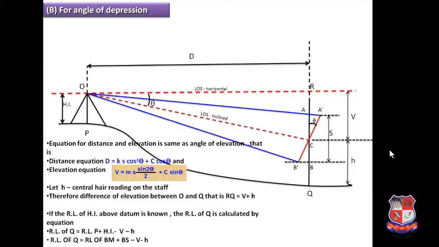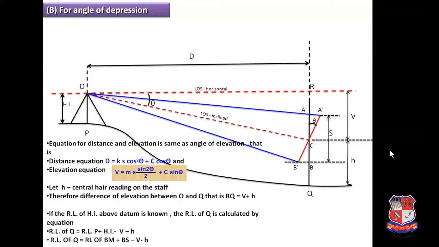For the inclined line of sight and vertical staff, the distance D will remain the same, D is equal to MS cos square theta plus C cos theta, and the vertical intercept V is equal to MS sine 2 theta by 2 plus C sine theta. Now only the equation for the RL of the staff station Q will change. So here small h is the central staff reading on the staff.